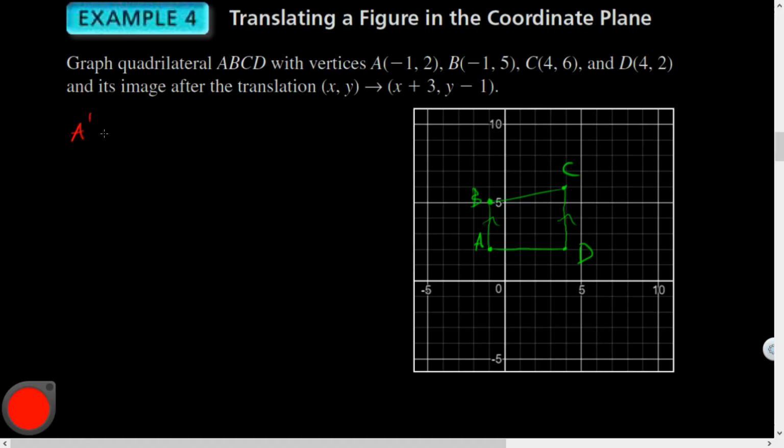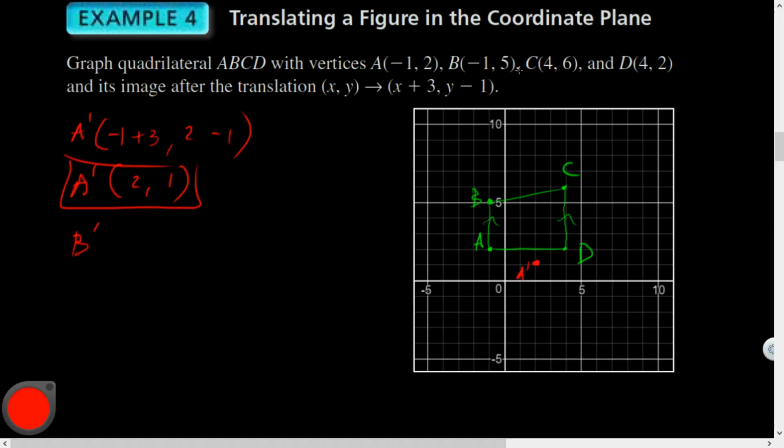So A prime, we'll write this out formally once, is going to be -1 plus 3, comma 2 minus 1. What I'm doing is taking these original coordinates, adding 3 to the x and -1 to the y. So A prime is going to be 2 comma 1. Not that challenging, right? So A prime is over 2, up 1. Now B prime. Let's have one of you guys help me out. B is -1, 5. What are the new coordinates for B prime? Right, -1 plus 3 is 2, and 5 minus 1 is 4.